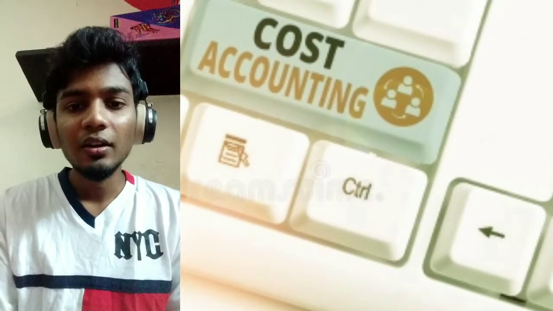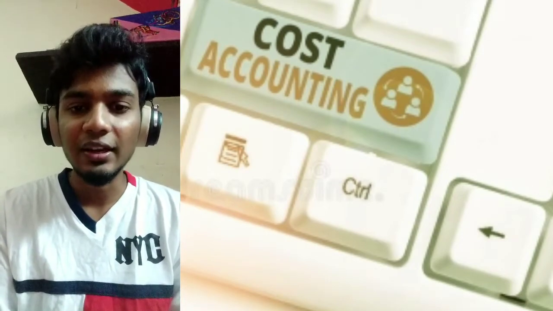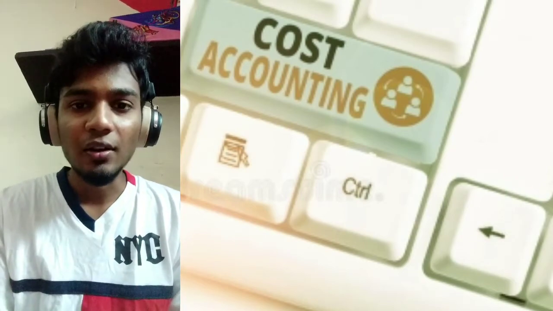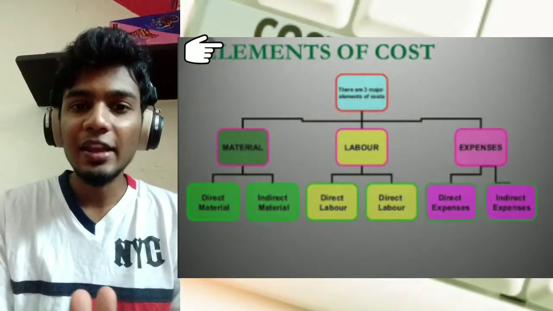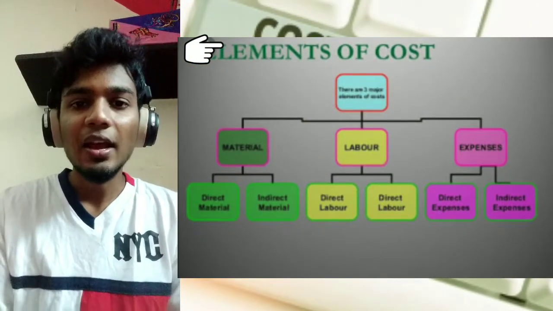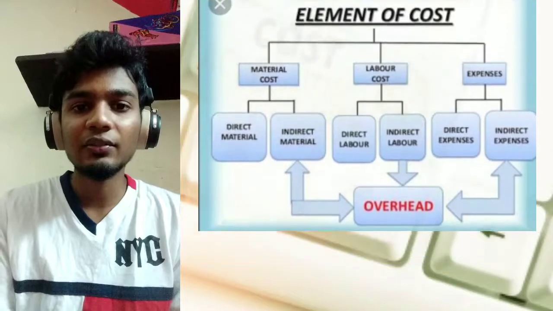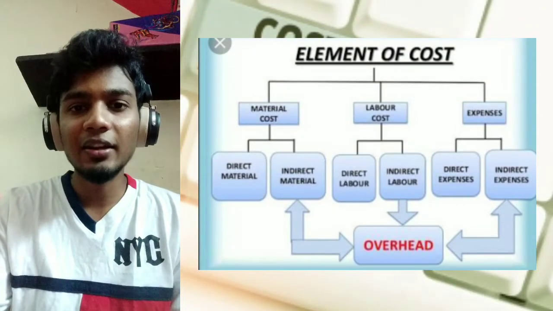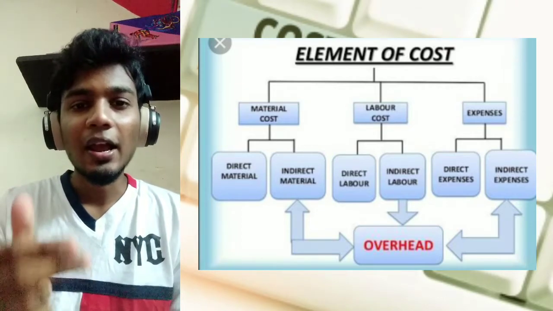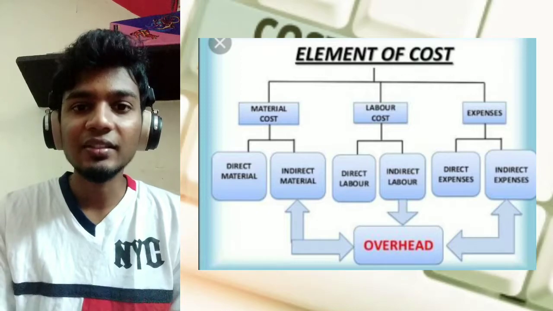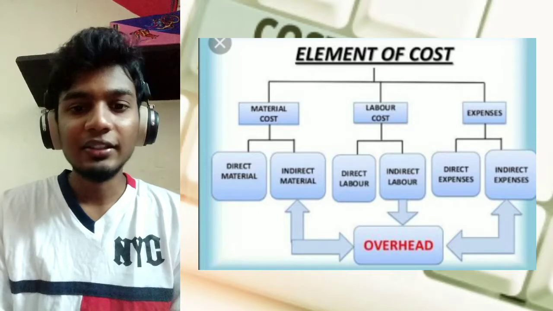Let us move on to the main part of our presentation, which is elements. What are the elements of costing? There are totally 3 elements of costing. The first one is material, the second one is labor, and the third one is expenses. These 3 are divided into further parts: material into direct material and indirect material, labor into direct labor and indirect labor, and expenses into direct expenses and indirect expenses. Let us discuss that in detail.